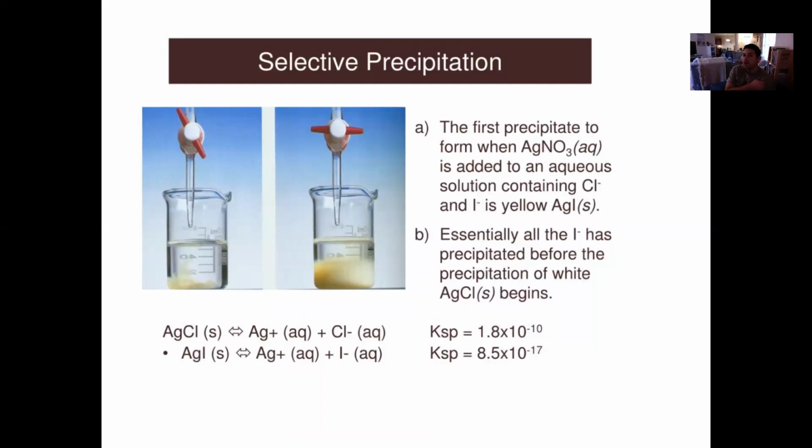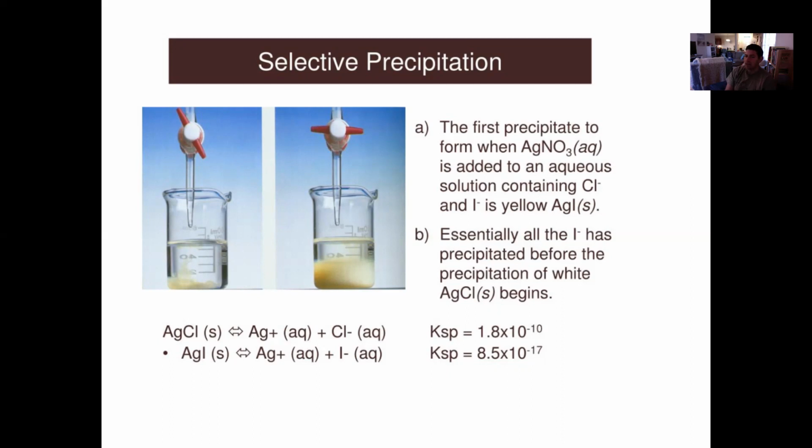So when we add the silver nitrate, silver wants to form a solid with both the chloride and the iodide ions. The chloride precipitate will be white in color, the iodide one will be more yellow. So what's going to happen is when we add silver nitrate, especially if we add it slowly, we're going to get one of them to precipitate first. All the iodide precipitates before the chloride. So we see the yellow precipitate first, then we start seeing the white precipitate.